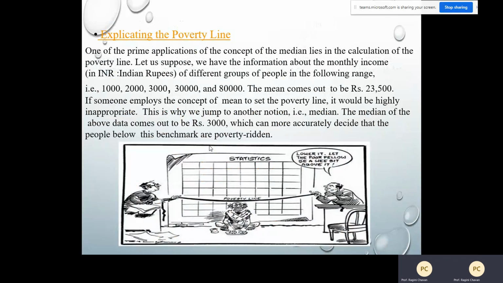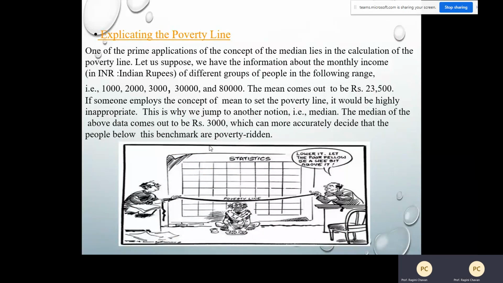Next application is explicating the poverty line. One of the prime applications of the concept of the median lies in the calculation of the poverty line. Let us suppose we have the information about the monthly income of different groups of people in the following range, that is 1,000, 2,000, 3,000, 30,000 and 80,000. The mean comes out to be rupees 23,200. If someone employs the concept of mean to set the poverty line, it would be highly inappropriate.